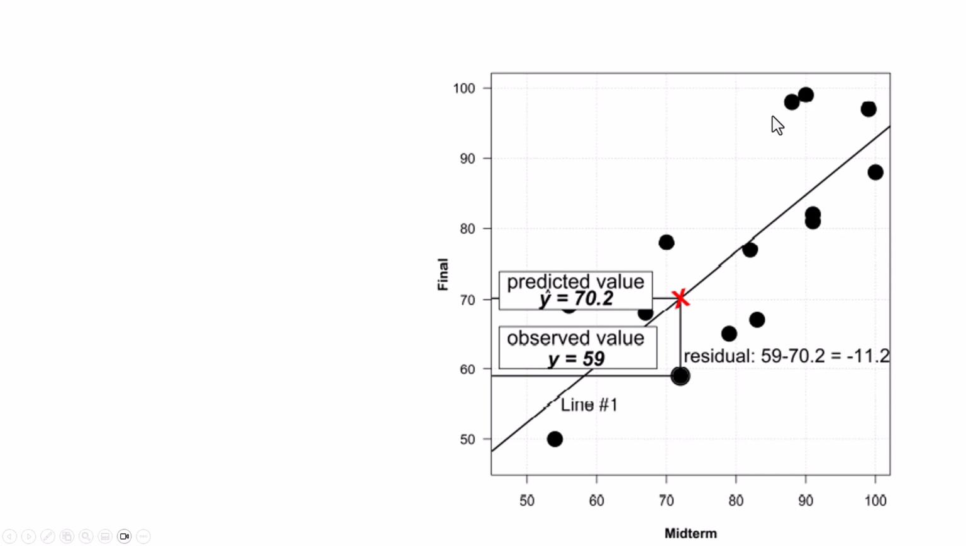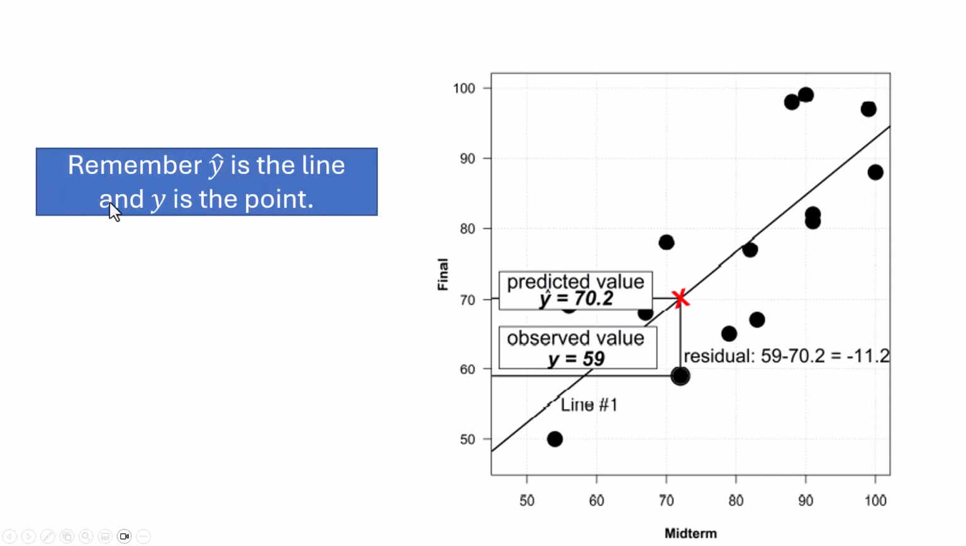Graphically, here's what the residual looks like. We've already explained this. It's really just the distance between the dot and the line, right? So in this case, if the predicted value, y hat, was 70.2, that would be on the line. The distance from there to the point of 59 is 11.2.